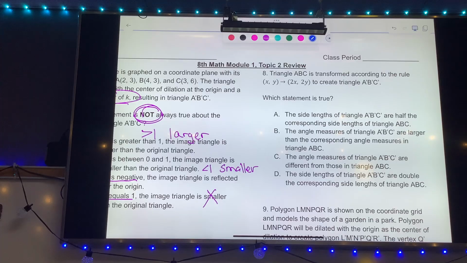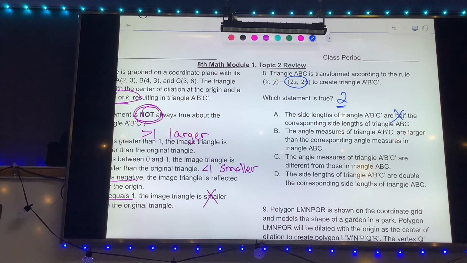Number 8. Triangle ABC is transformed, following the rule (2x, 2y) to create the triangle A prime, B prime, C prime. Which statement is true? The side lengths of the triangle are half the corresponding side lengths of the triangle ABC. Well, they're 2 times. Your scale factor is 2, not a half. The angle measures of A prime, B prime, C prime are larger than the corresponding angle measures of triangle ABC. Your prime isn't going to be larger.